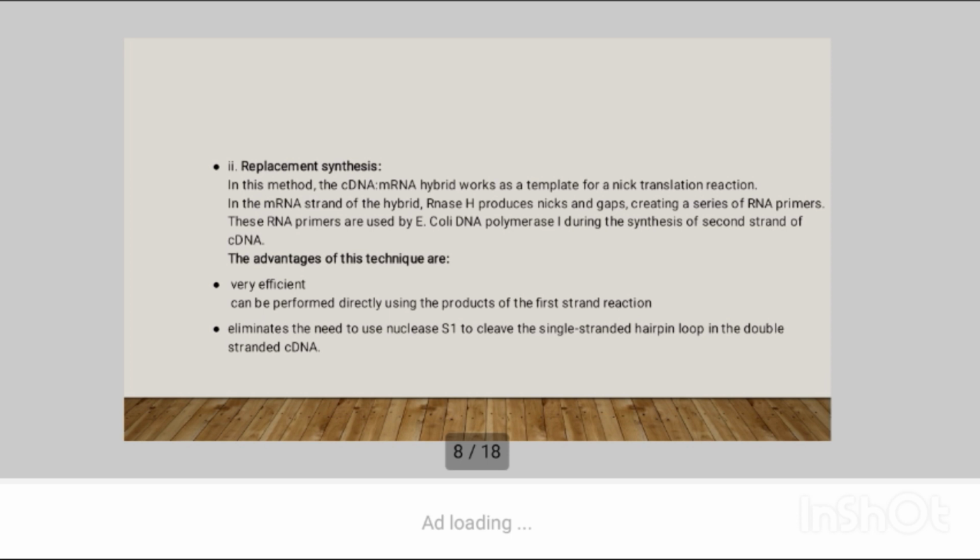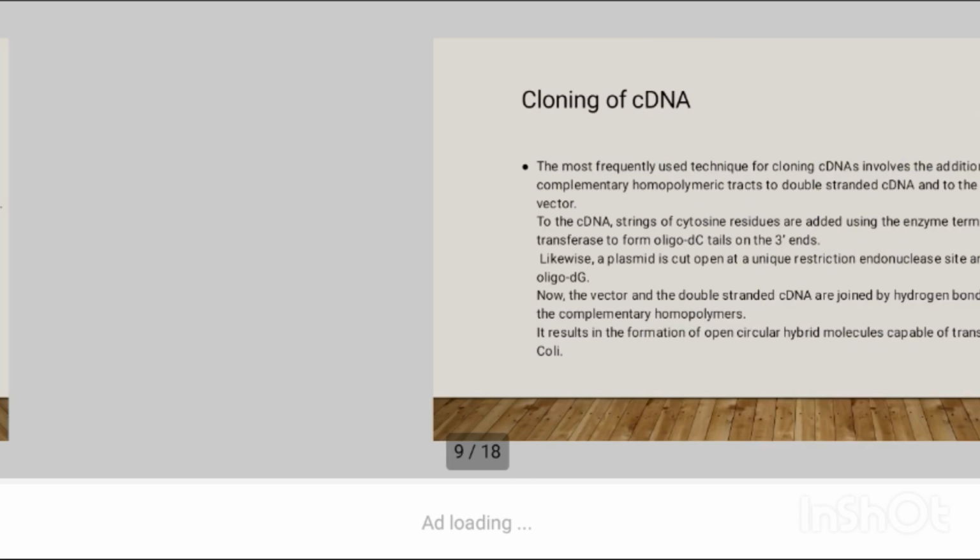These RNA primers are used for Escherichia coli DNA polymerase I during the synthesis of the second strand of cDNA. What are the advantages of using this technique? It is very effective. It can be performed directly using the product of the first-strand reaction. It eliminates the need to use nuclease S1 to cleave the single-stranded hairpin loop into a double-stranded cDNA.